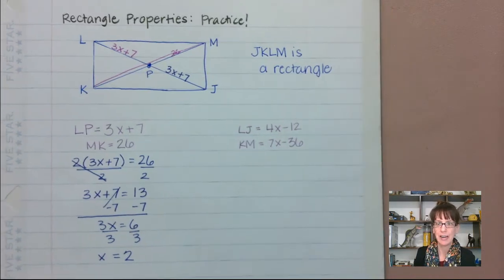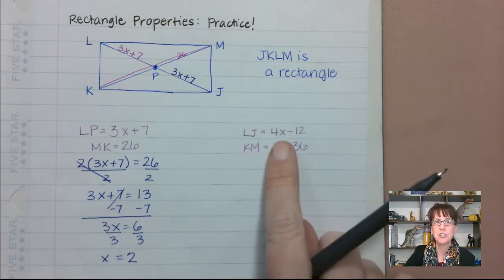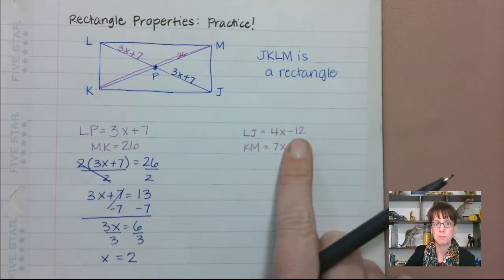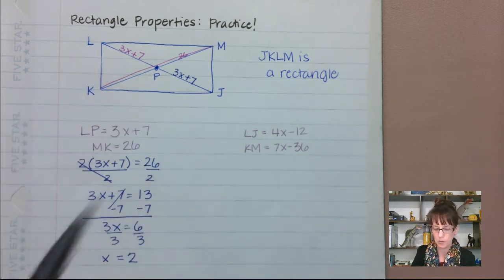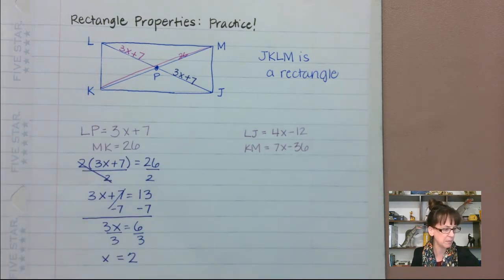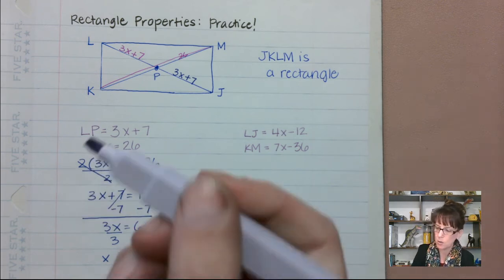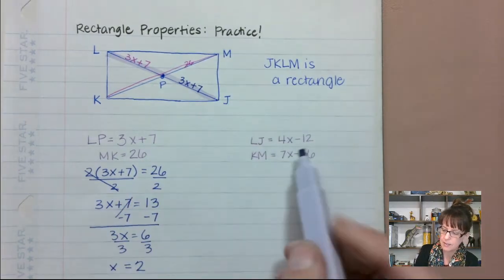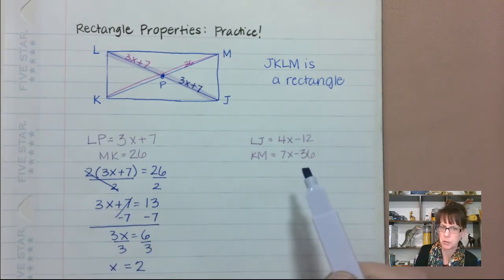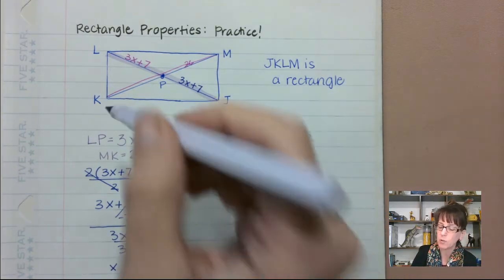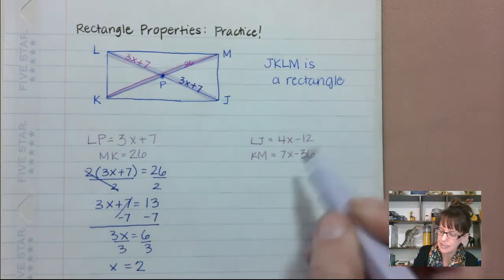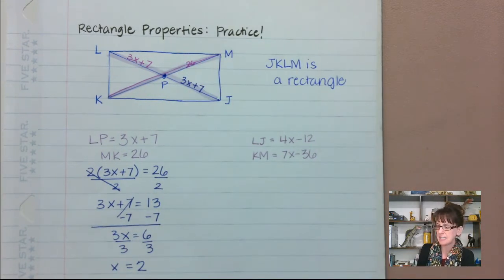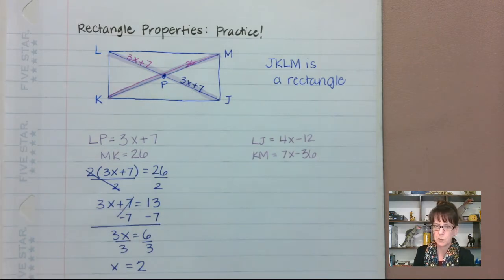Now let's take a look at this next one. LJ is 4x minus 12, so that's this whole thing here. I think it helps to maybe draw some lines here. So we know LJ, this whole thing right here, is 4x minus 12. And then we know KM, which is this whole thing here, is 7x minus 3. Now this is different from these guys, so we don't want to use our previous expressions there.